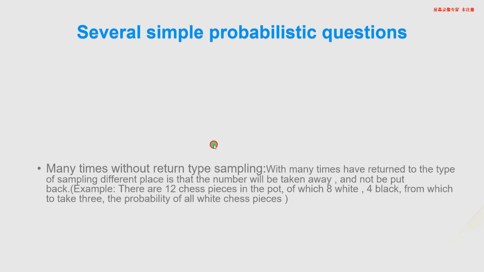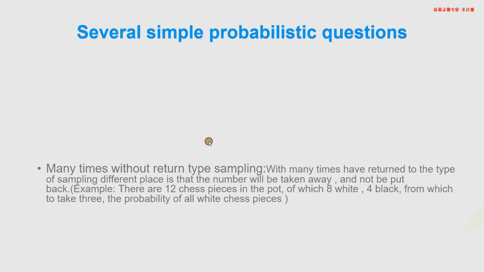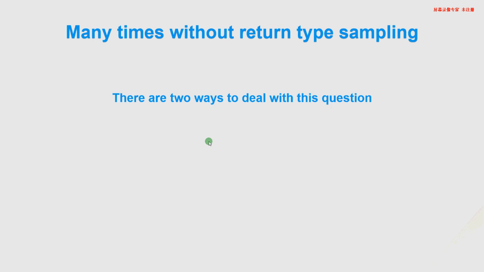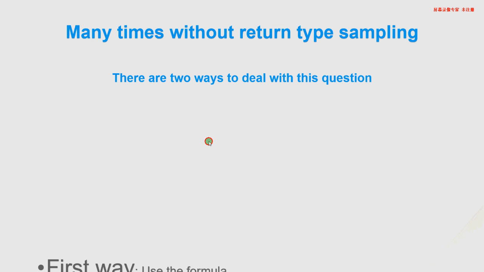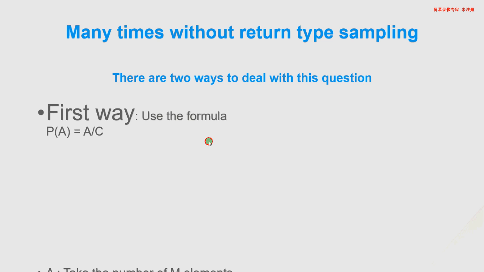And now, I will introduce the solution of the third question. This question is the most flexible in this question. Many times we are written type singly, and there are 2 ways to deal with this question. The first way is to use the formula PA equals A divided C.